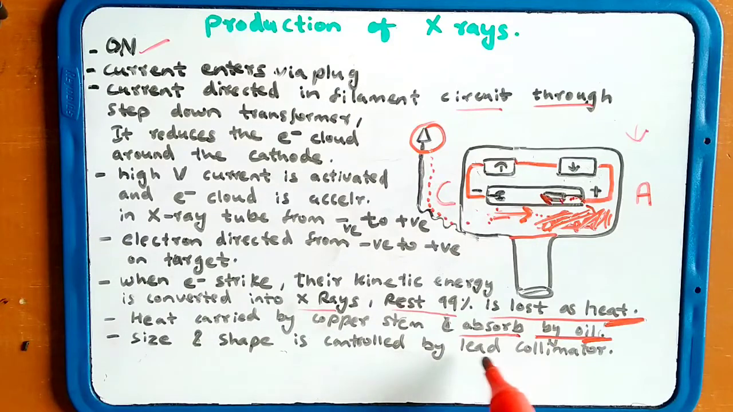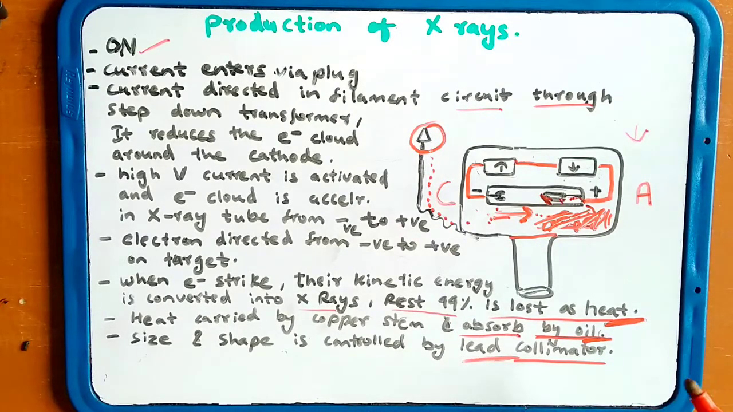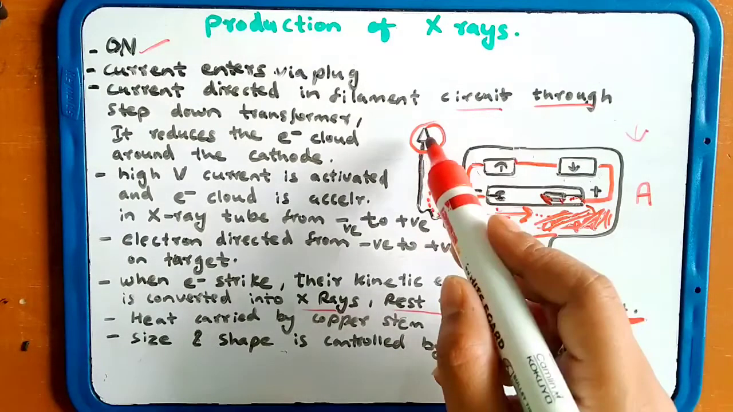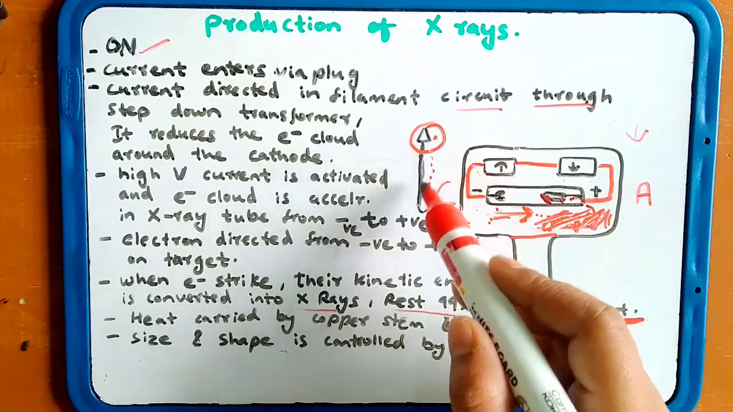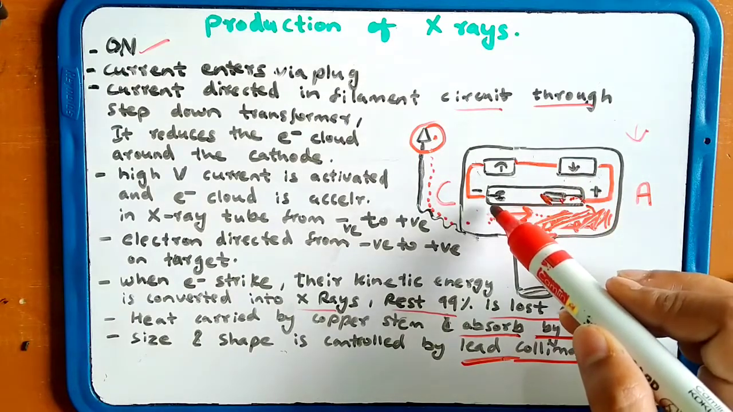X-ray is controlled by the lead collimator. As I have given a lecture before on the lead collimator. So now you understood. We are going to switch on. The current will pass in this. The step down transformer will reduce the electron cloud here.